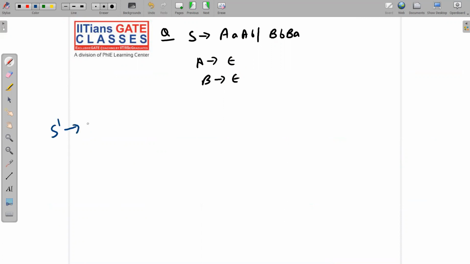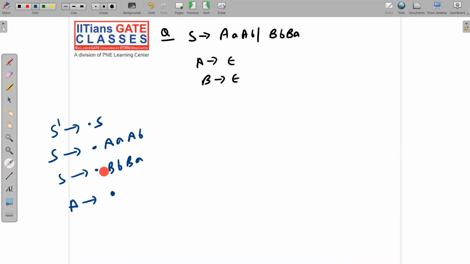So S dash implies dot S, that is augmented production. So dot is present in beginning of S. So I will add all the S productions with dot in the beginning. So S goes to dot A B, and S goes to dot B A. Now dot is present in beginning of A, so I will add all the A productions. So A implies null. Null means what? Nothing. So I will directly write dot. That's it. You no need to do anything. And of course, it will be treated as final item because nothing is present after dot. So that's why we will call it a final item.